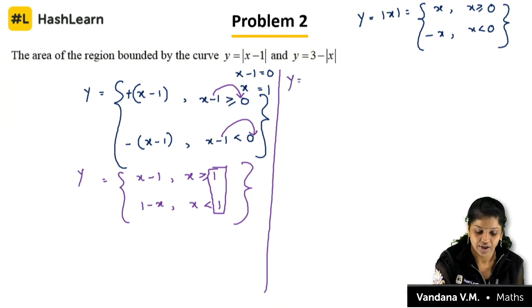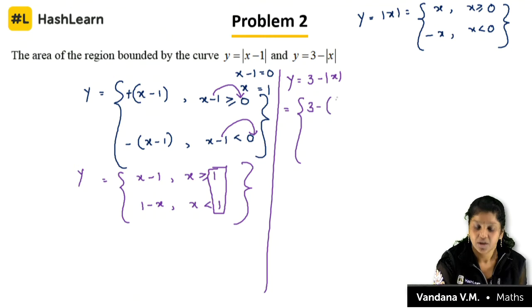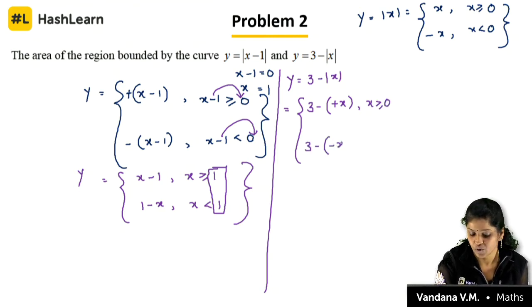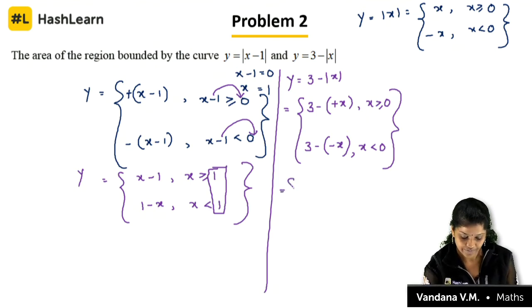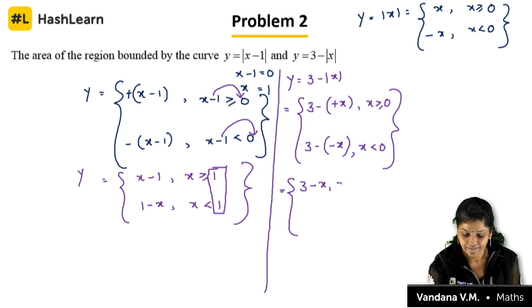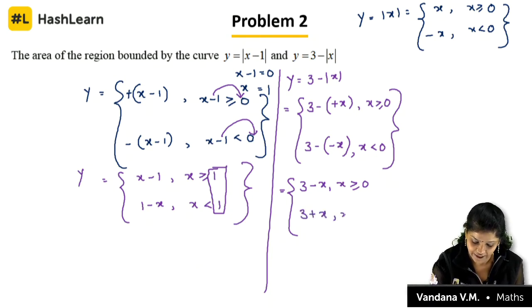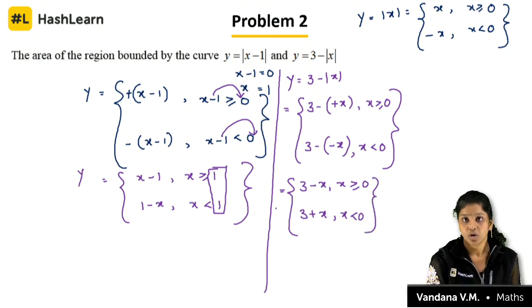Now, y is equal to 3 minus mod x. Follow the same thing, children. That is 3 minus x, when the function is positive, that is x greater than or equal to 0. And 3 minus, when the modulus function becomes minus, that is when x is less than 0. I hope I am clear. Next, it is 3 minus x when x is greater than or equal to 0. Next, minus into minus becomes 3 plus x, when x is less than 0. Now, draw the graph.